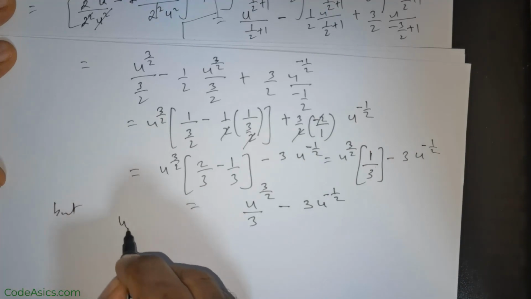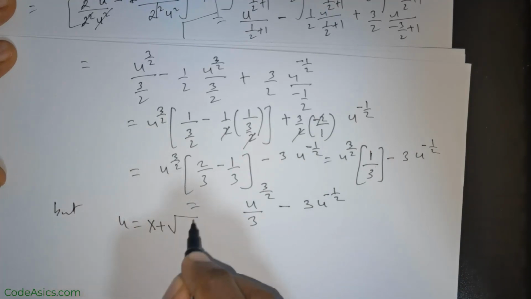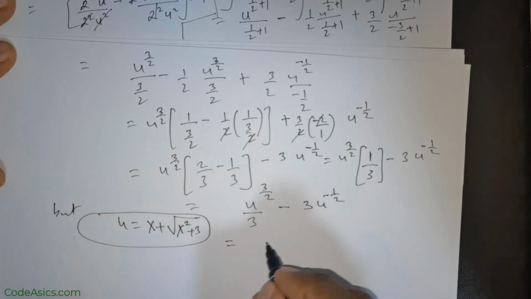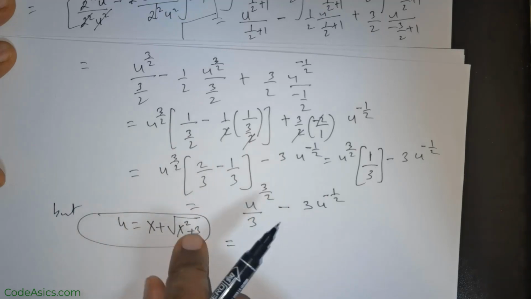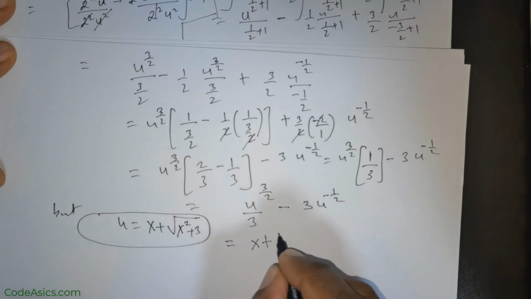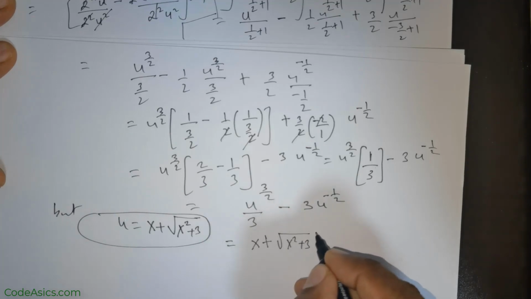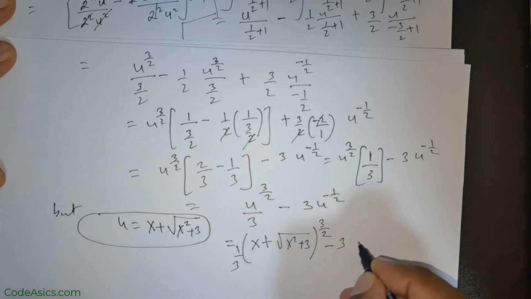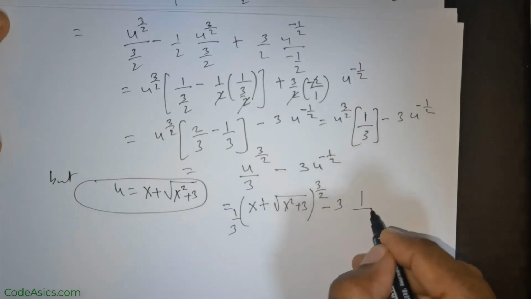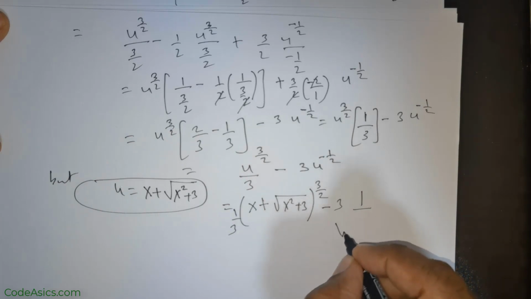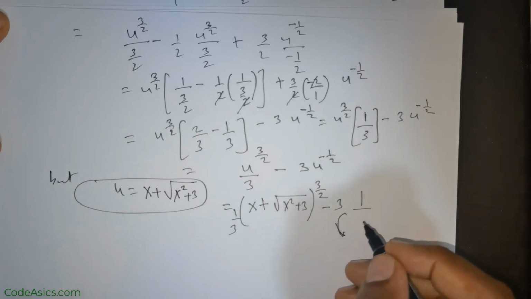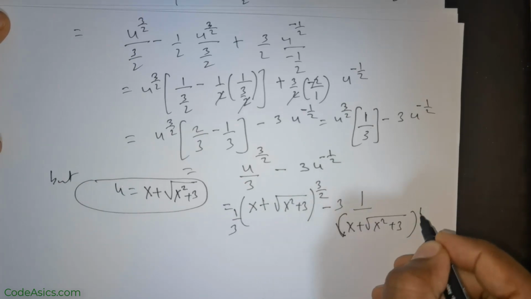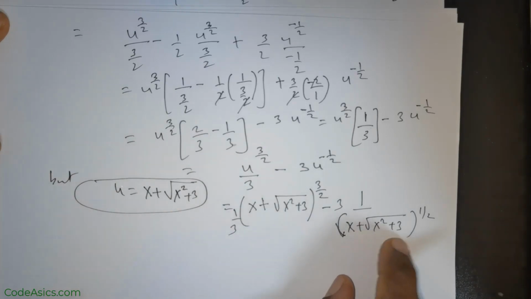Now my u is x plus root of x squared plus 3, right? So if you have to substitute that, in place of u, you substitute x plus root of x squared plus 3. This is raised to the power of 3 over 2. You got 1 over 3 there, minus 3 times. Now you can push this u down. So it's going to be root of, let me just take it like this, x plus root of x squared plus 3 raised to the power of 1 over 2. This is what I've got.